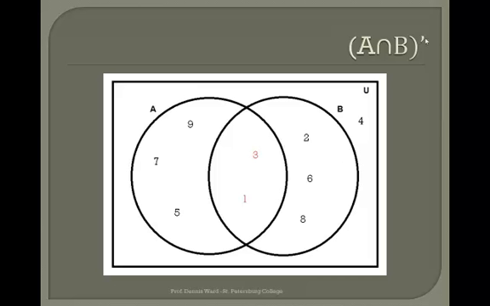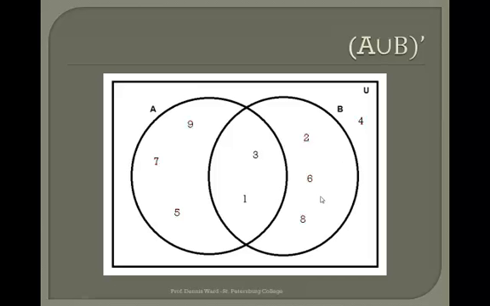But now I'm going to apply the complement to that. So now this is saying, oh, well, all my items that are not this. So instead of 1 and 3, I'm going to get all the items that aren't 1 and 3. 9, 7, 5, 8, 6, 2, and 4. So this is my A intersection B complement.